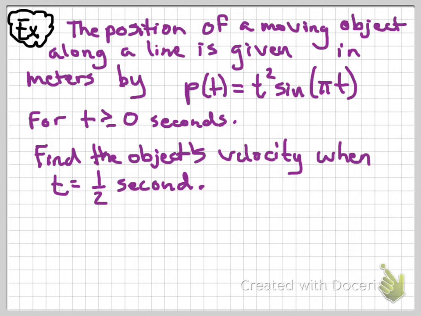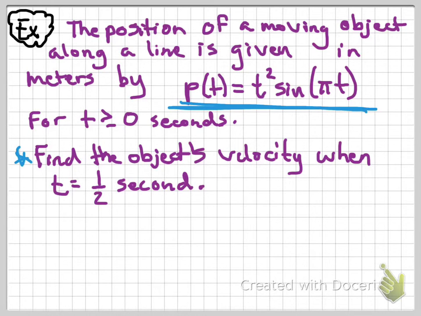The position of a moving object along a line is given in meters by P of t equals t squared times the sine of pi t, for t greater than or equal to 0 seconds. Our question is, find the object's velocity when time equals half a second.